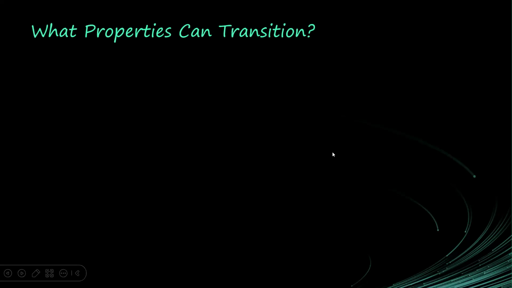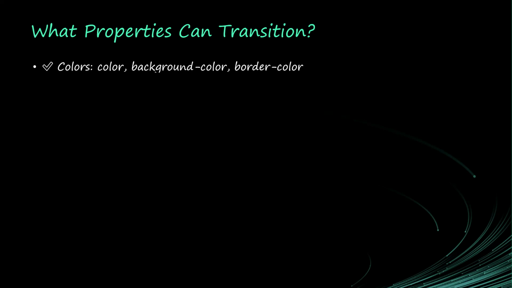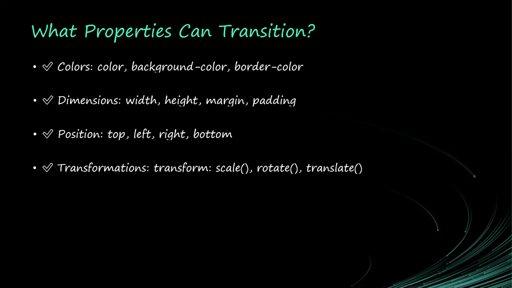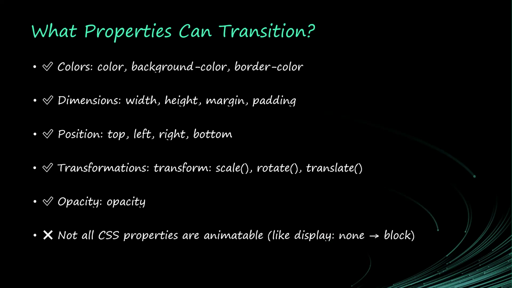So what properties can transition? It's not all the properties of an element can transition. All right, colors can transition, dimensions, width, height, padding can transition, position can transition, transformations can transition, opacity can transition. All right, so not all CSS properties are animatable. Like display is not animatable. You cannot animate the display property.